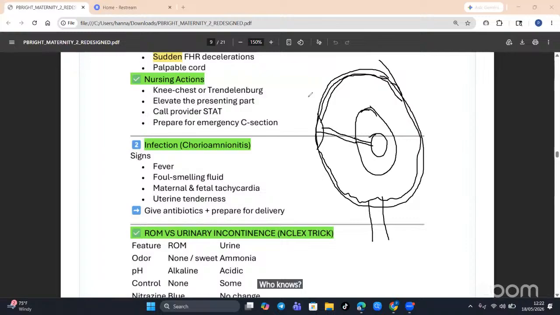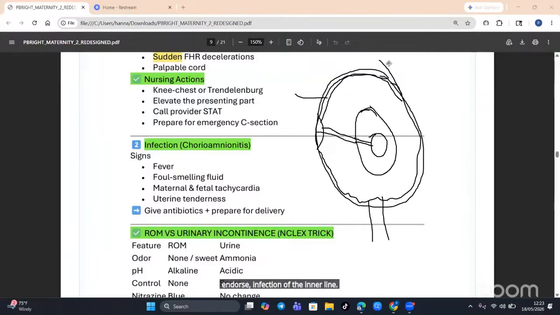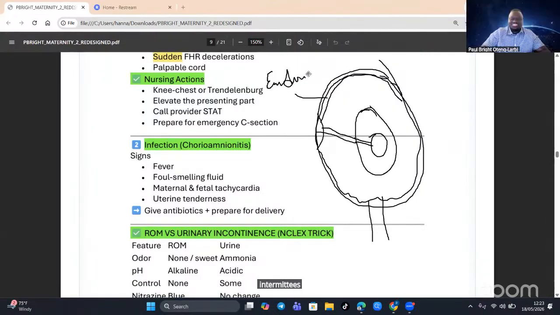Endometrium. Come again. Endometrium what? Infection of the inner lining. Endometritis. Okay.